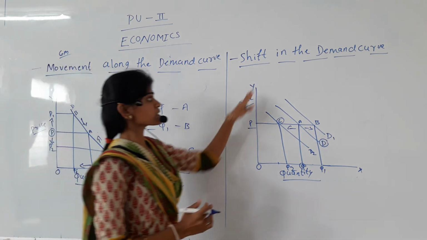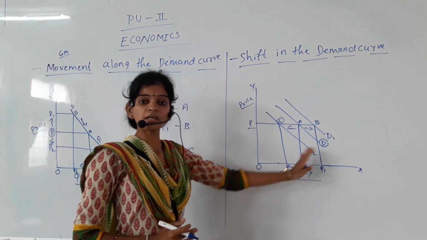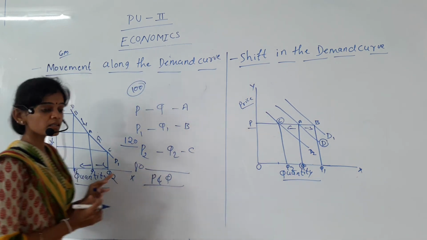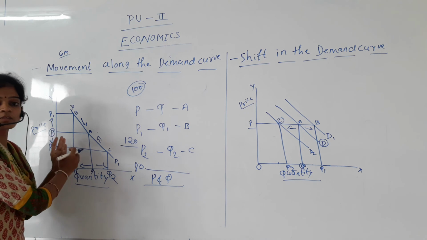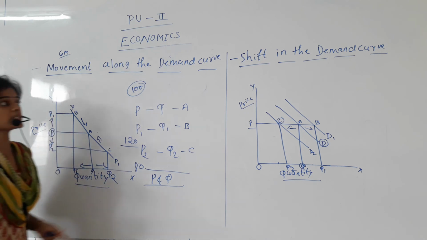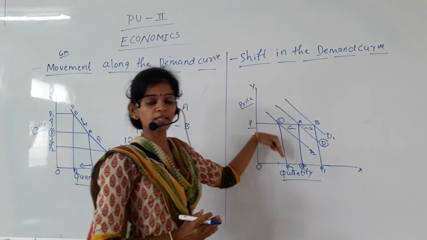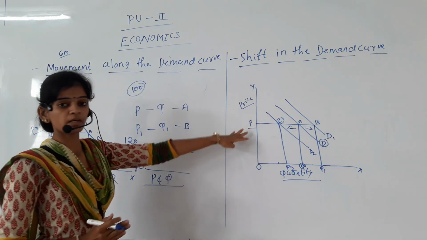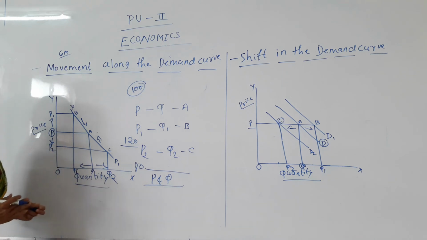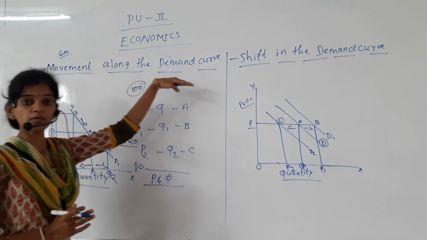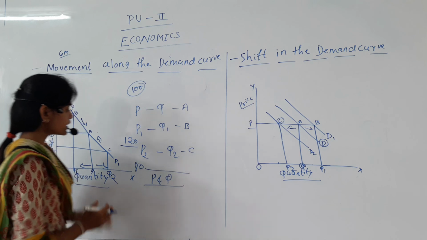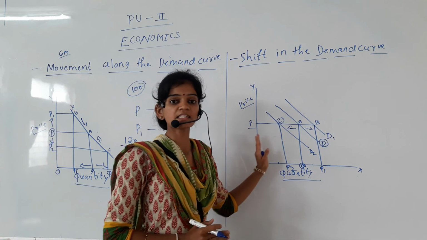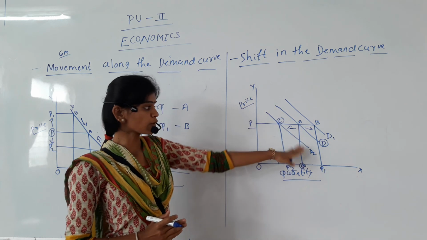In the case of shifting the demand curve, the demand curve shifts at a constant price, rightward as well as leftward. So it is 6 marks for your examination: movement along the demand curve and the shift in the demand curve. In movement we are considering price and quantity. In a shift we hold price constant and change the other, non-price factors.